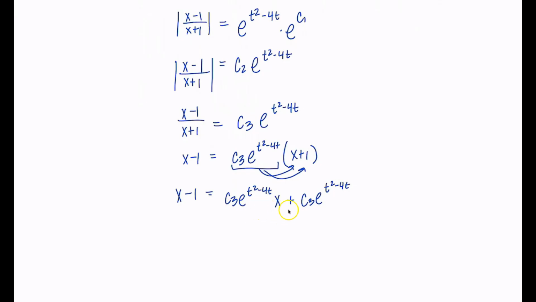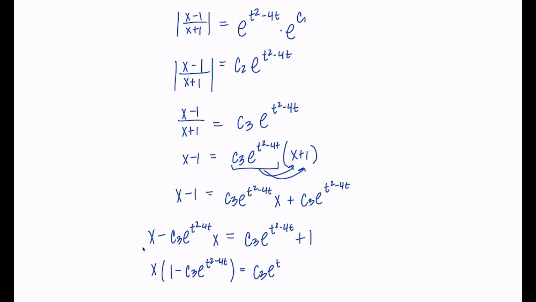So we're going to collect like terms. Now I'm going to take this whole term involving x, subtract it to this side, and add the 1 to the other side. So I have x minus c3 e to the t squared minus 4t x is equal to c3 e to the t squared minus 4t plus 1. So we left this guy without x's on the right and added 1 to the other side. We'll factor out an x here. And we have 1 minus c3 e to the t squared minus 4t is equal to that same thing, c3 e to the t squared minus 4t plus 1 on the right.